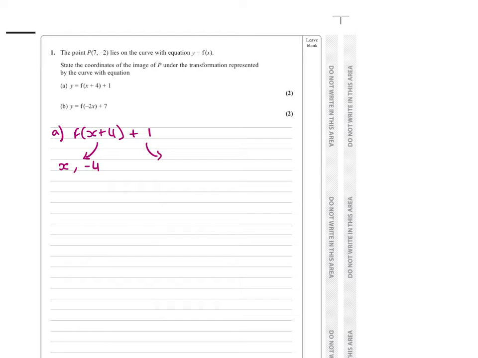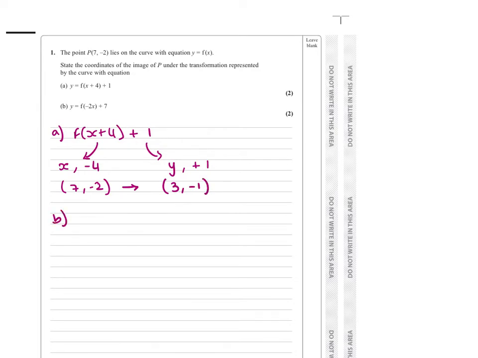Inside or outside the bracket? Outside, who does it affect? Y. And we're going to add 1 to all the y coordinates. So if our coordinate was (7, -2), if we minus 4 from the x coordinates, and then add 1 to the y coordinates, we're now going to have (3, -1).